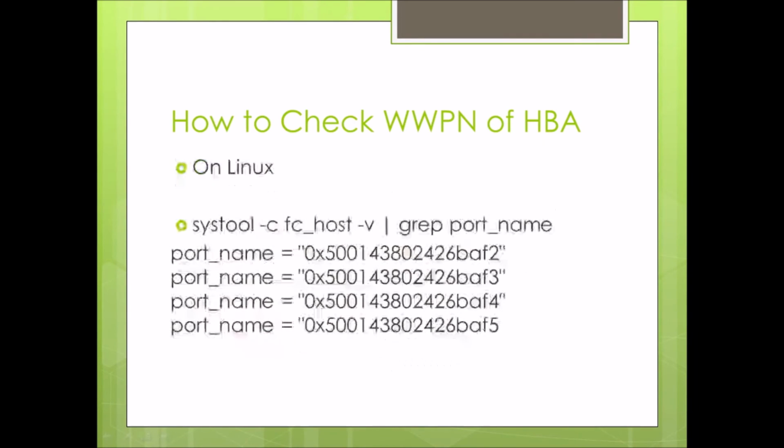Then if you have a Linux machine, how to find the WWPN number of the HBA? So in a Linux machine, multiple methods are there. If you want to get this output with a single command, you have to install the systool package, and once it is installed, you can fire this systool command. So systool -c fc_host -v, then pipe grep port_name, and this output will be visible to you. So this way you can gather the WWPN number from the Linux.